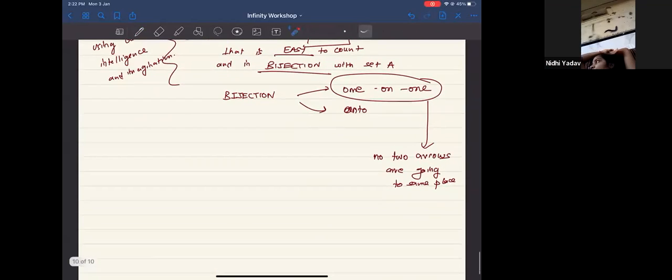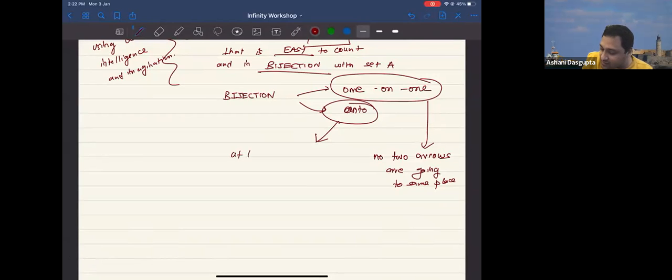And what is onto? Onto means at least one arrow.